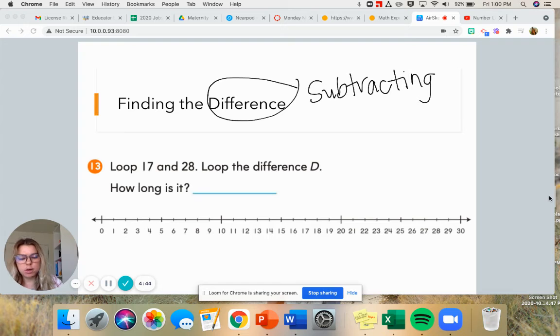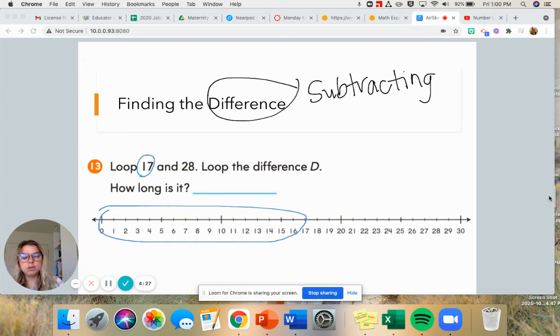The first number we are looping is 17. So I'm going to loop from 0 all the way to 17, because we always start at 0. So I'll stop at 17. Okay, I did that one, so we're good to go.